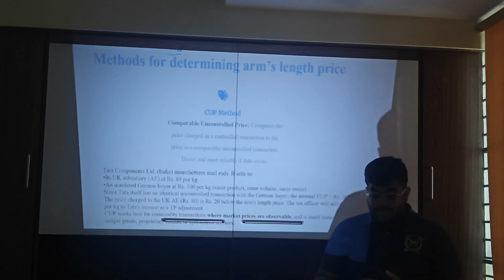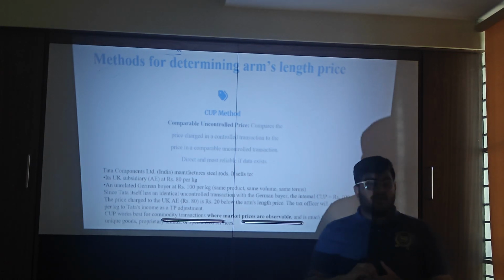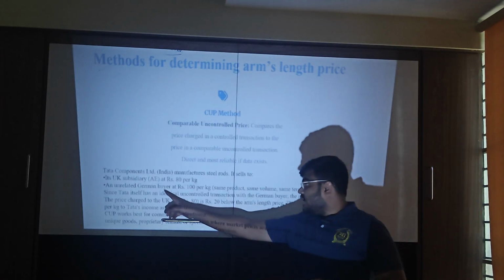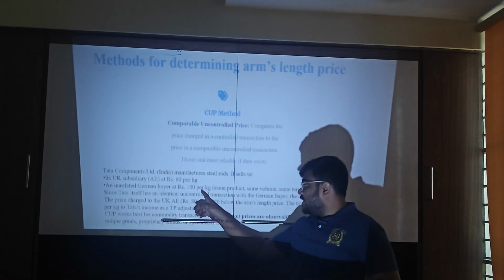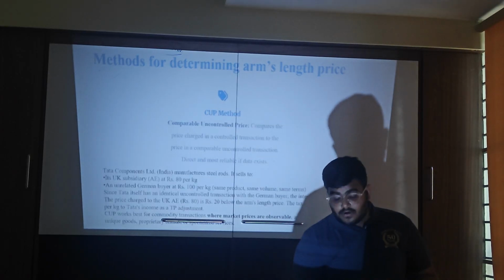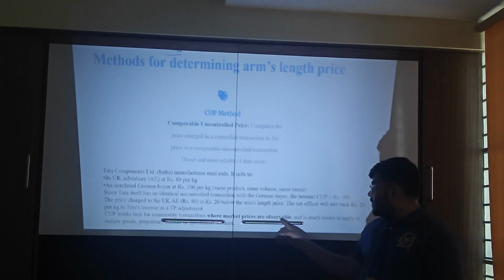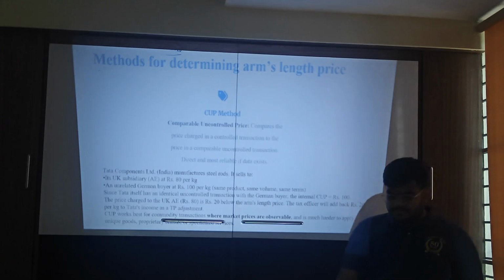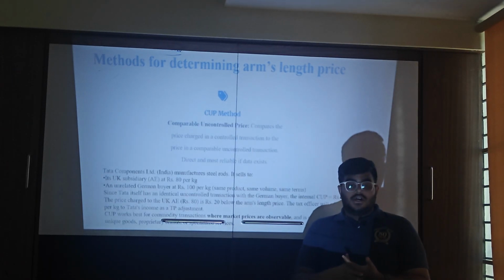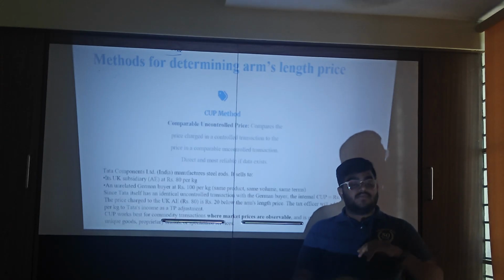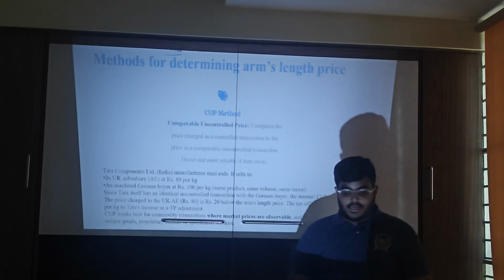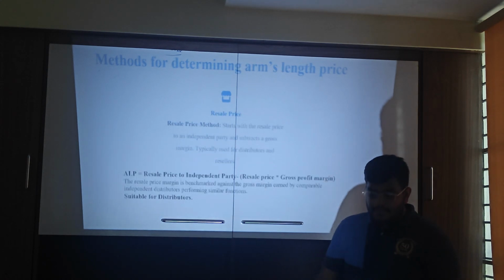Since Tata itself has an identical uncontrolled transaction with the German buyer, the transaction with the unrelated, independent party is 100. So the arm's length price will be 100. It is helpful where market prices are easily observable. One more thing, the CUP method is useful when we have transactions with both related and unrelated parties; then this type of method is very helpful.